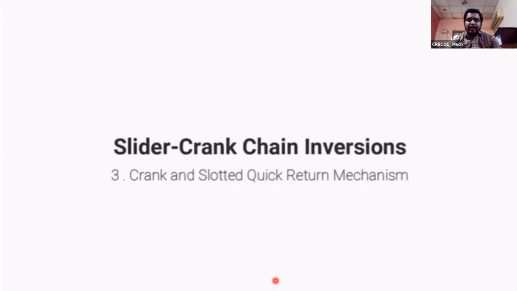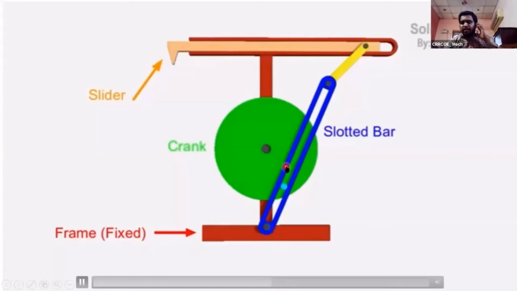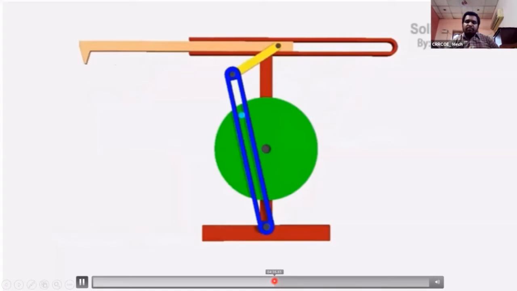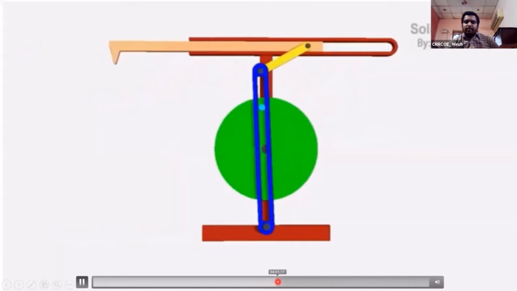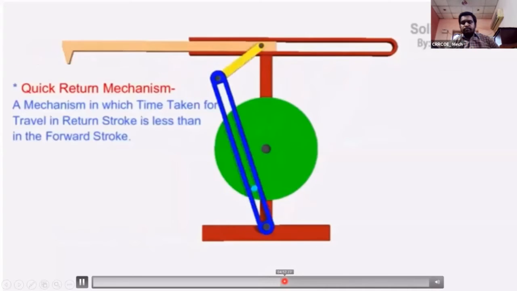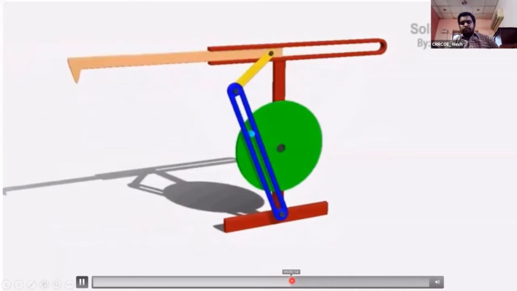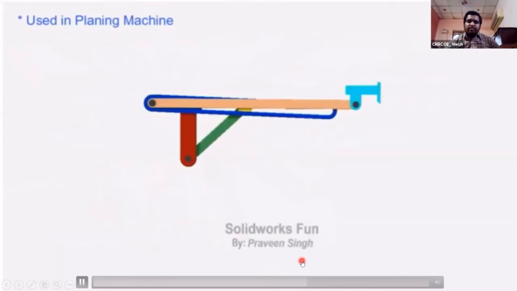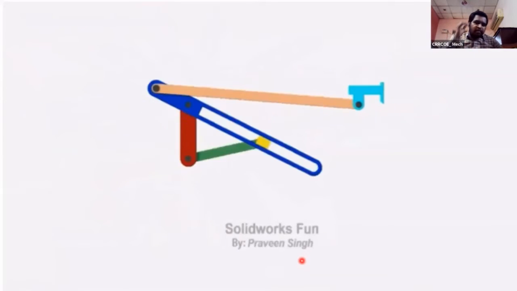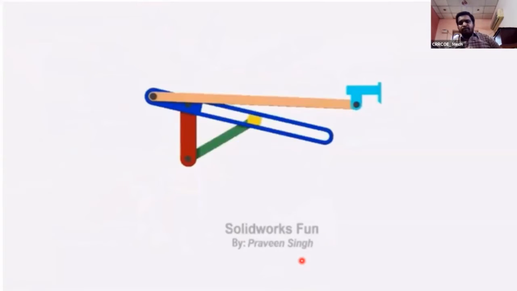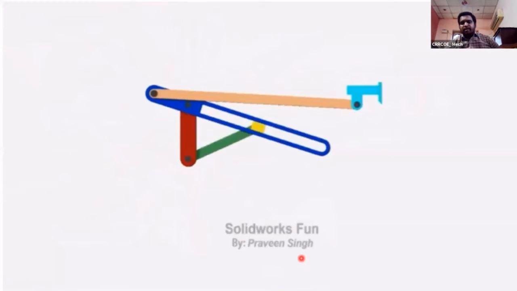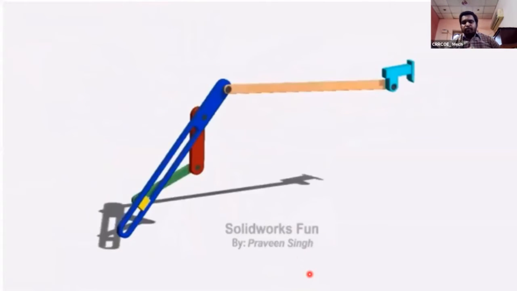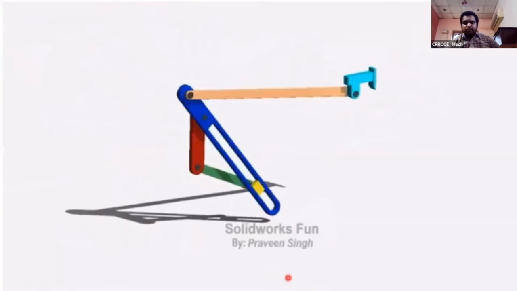Next one is the crank and slotted lever mechanism. This is used in the shaper. This is also an inversion of the slider crank mechanism. Next, this is the Whitworth mechanism. This is also an inversion of the slider crank mechanism. This is also used in the shaper for quick return motion and for converting rotary motion into reciprocating motion.